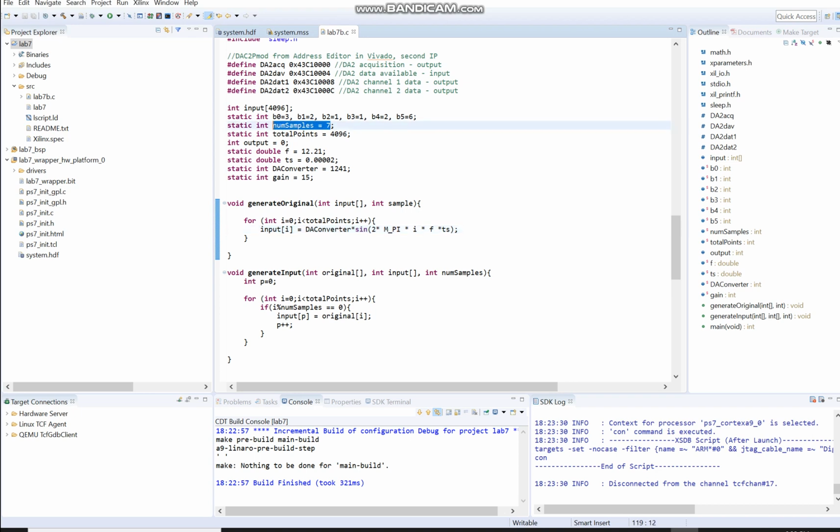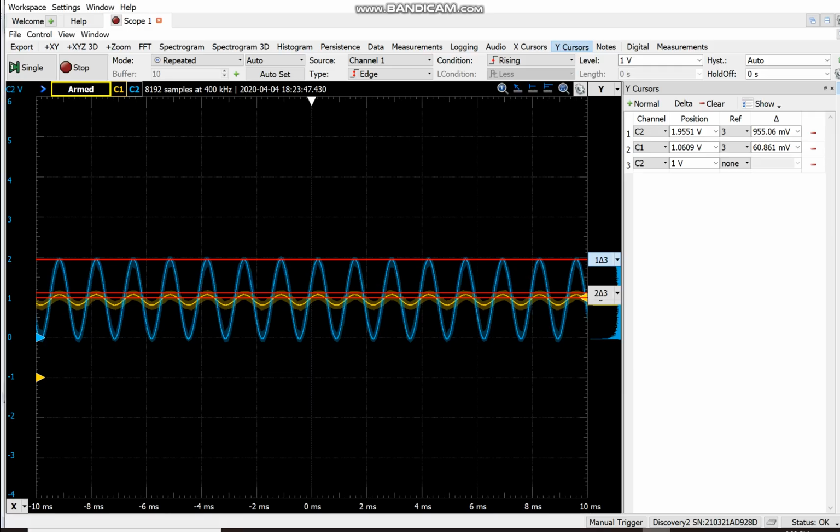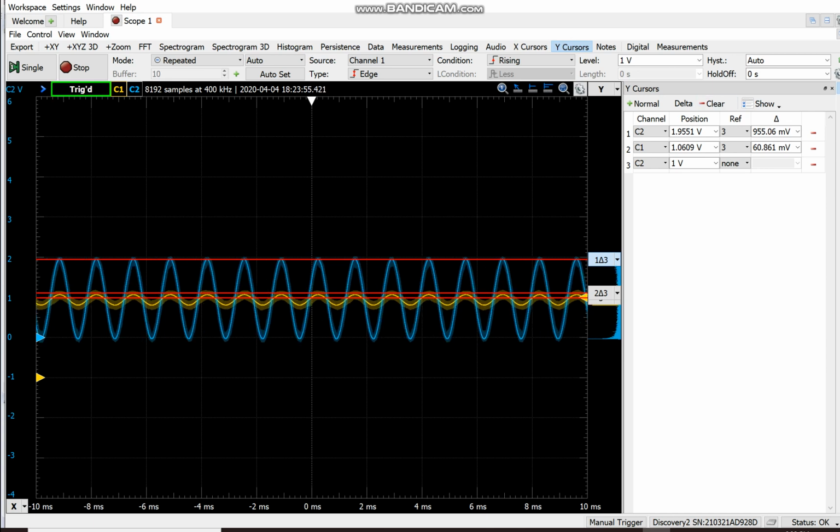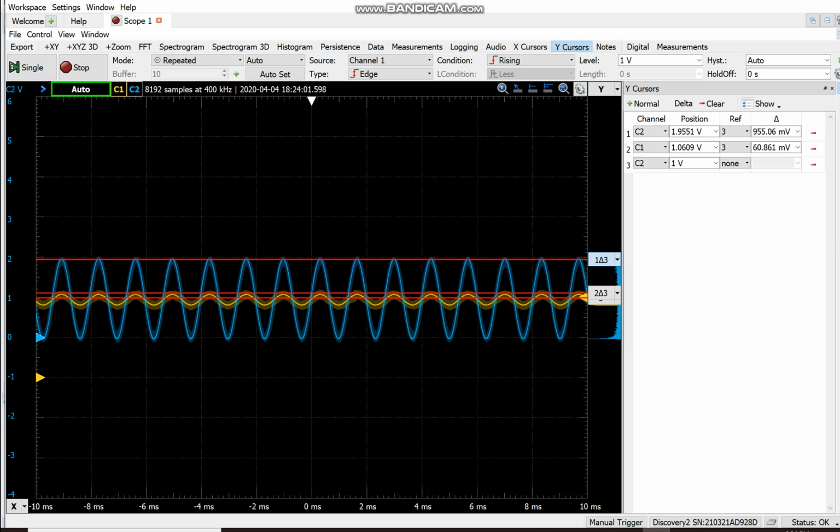So I increased the number of samples to 7. So now we're taking every 7th sample. And uploaded it to the board, and you can see on waveforms that the frequency again increased of both the input signal and the output signal, which has been passed through the filter.